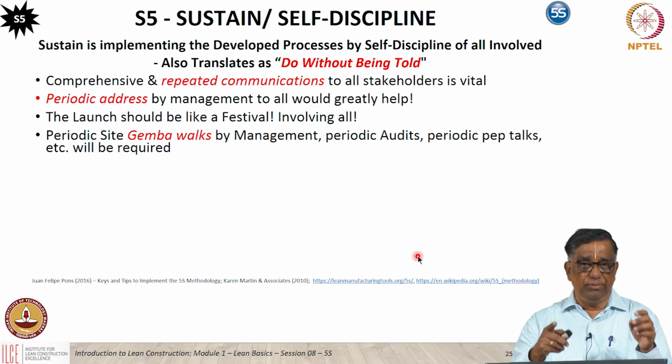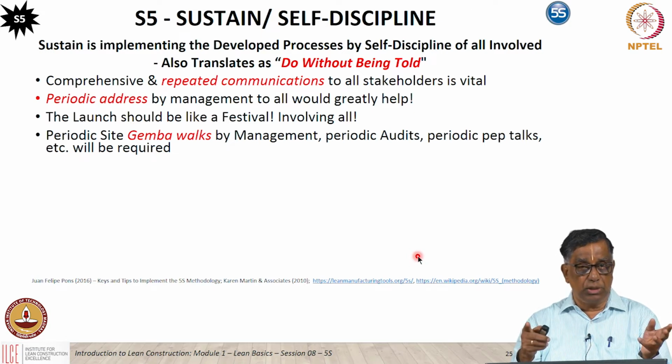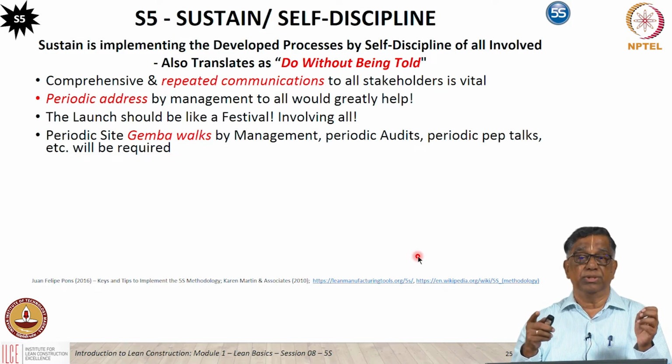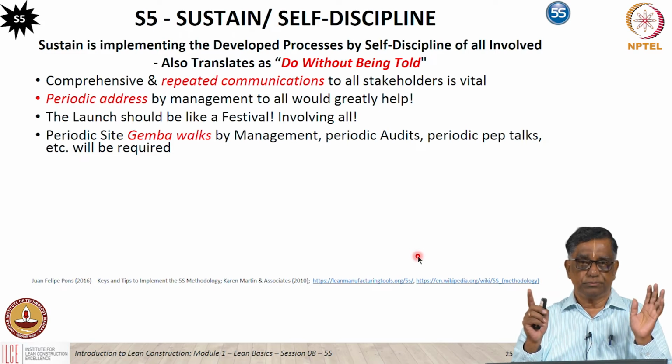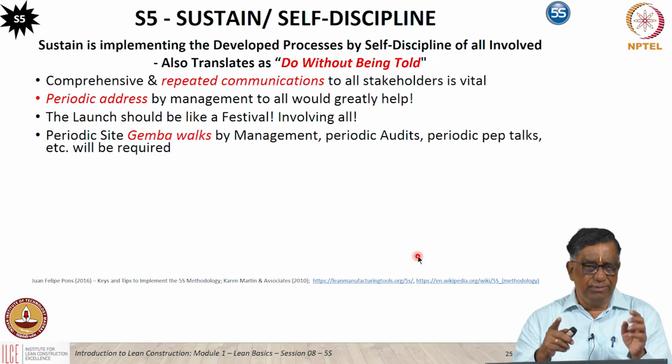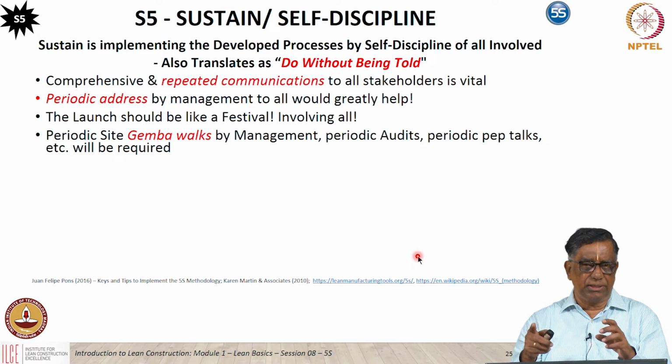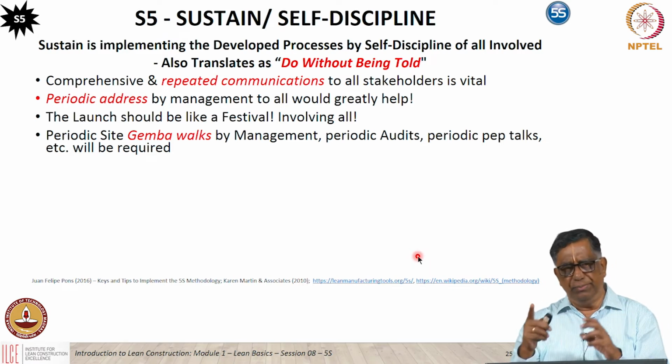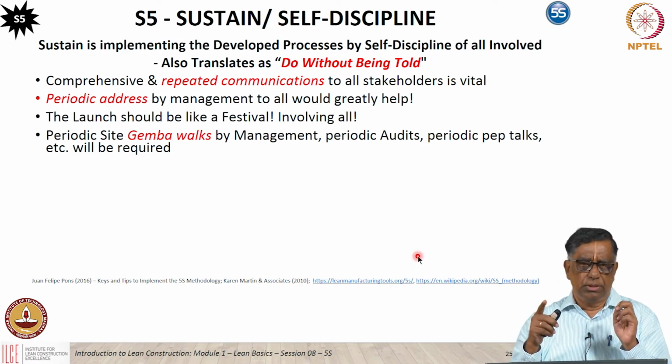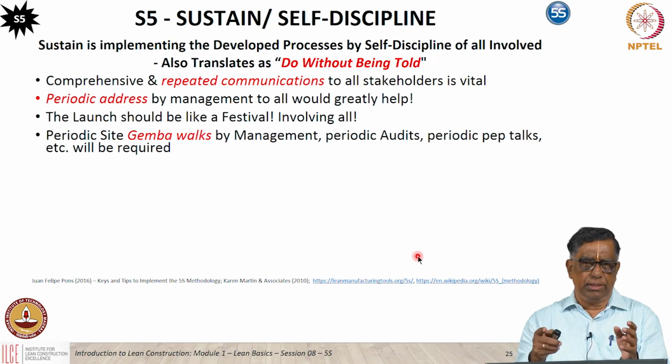Similarly, for 5S, unless the fifth S, the Sustain part, is taken care of properly, it won't be running in the long run, it won't be sustainable. So every person at the site actually is a 5S promoter. I always maintain safety and quality. Every person at the site is a safety person, every person at the site is a quality person. Similarly, we need to inculcate the belief that every person at the site is also a 5S person.